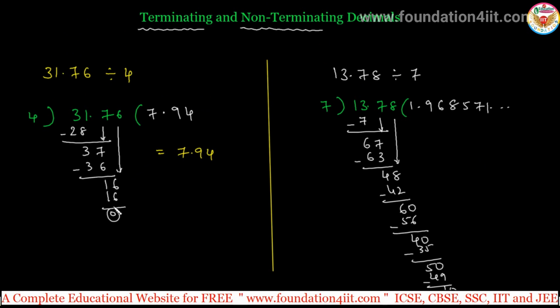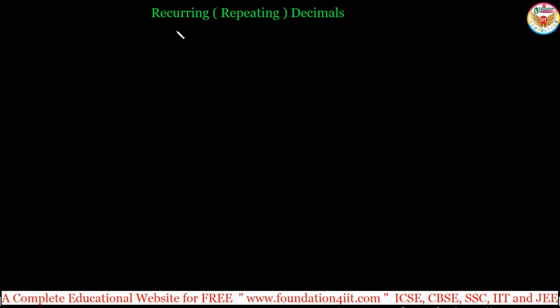After doing certain steps, we got the 0, but it's not 0. So these examples come under non-terminating. In the same way, even in non-terminating, we have one more type, recurring or repeating decimals. We'll see now, continuation of non-terminating. What are recurring or repeating decimals?